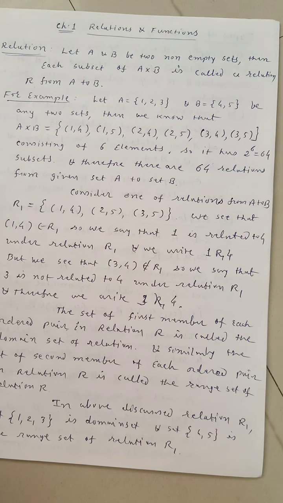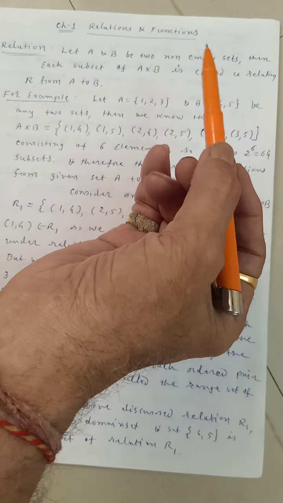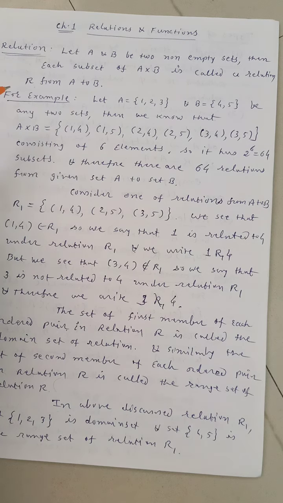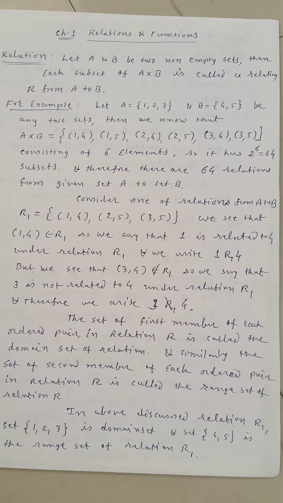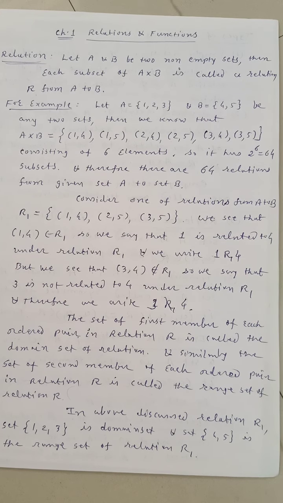We know that, suppose A and B are two non-empty sets, then each subset of A cross B is called a relation R from A to B. For example, suppose we consider set A equal to {1, 2, 3} and set B equal to {4, 5} be any two sets. Then A cross B has 6 members: (1,4), (1,5), (2,4), (2,5), (3,4) and (3,5).